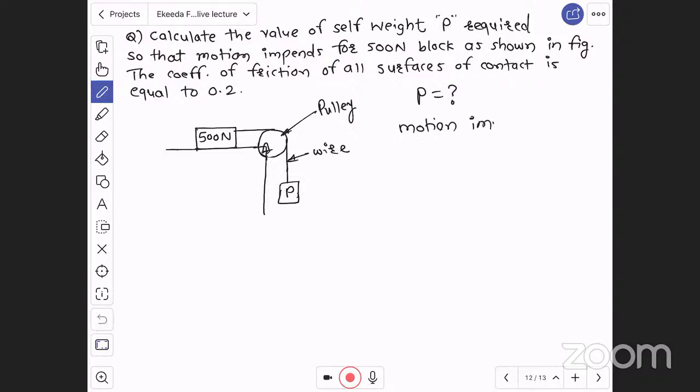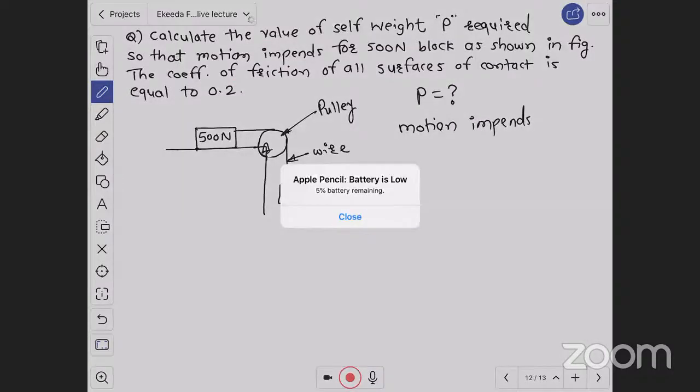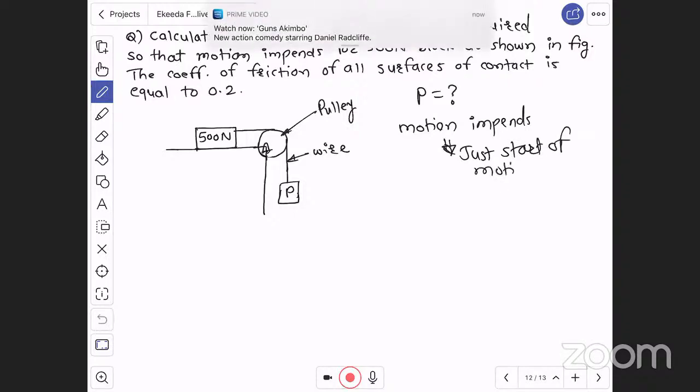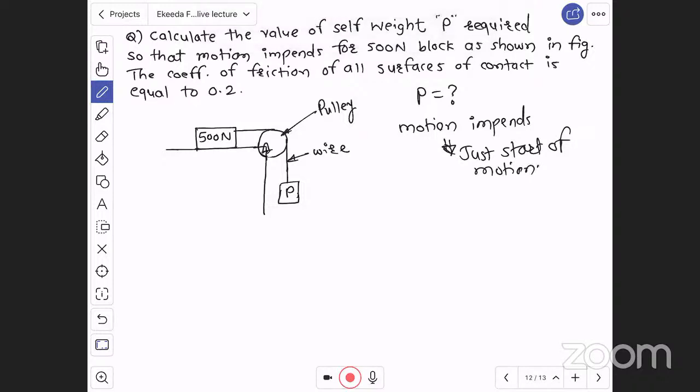Motion impedes means it is just a start of motion. It is a case of just start of motion. Motion impedes means just start of motion. Means it is a limiting friction. It is called limiting friction.